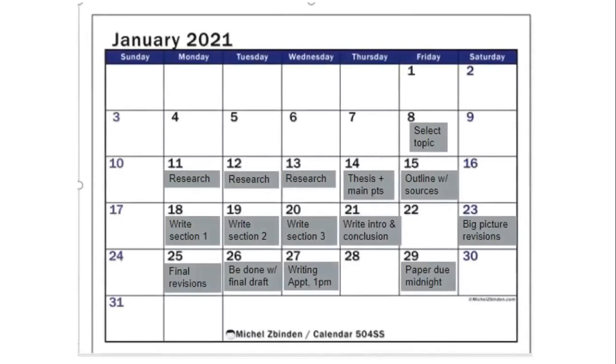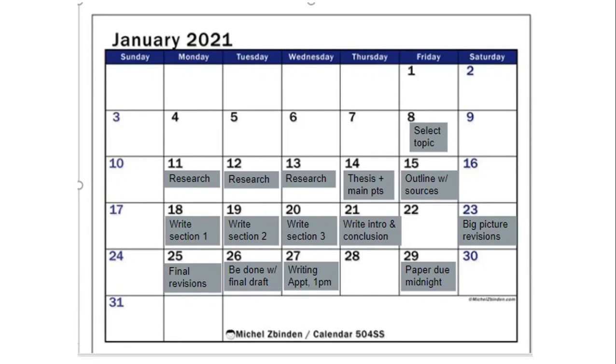So what does planning ahead actually look like? Here's an example of a calendar marked with my writing deadlines and goals. First, I wrote my due date on my calendar. Then I began putting in deadlines for each step of the writing process, working backwards until I made it to the first step, which is topic selection.